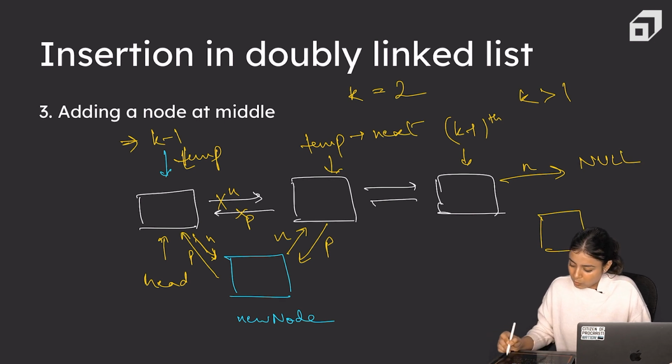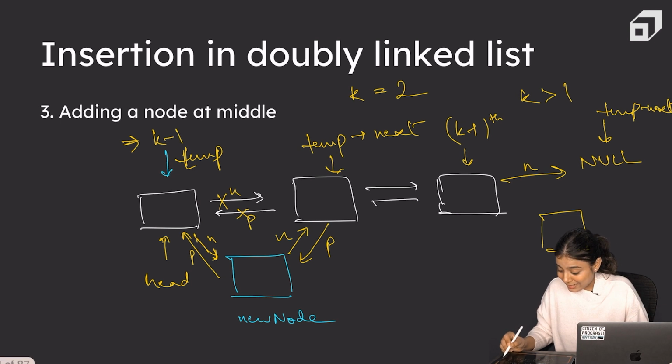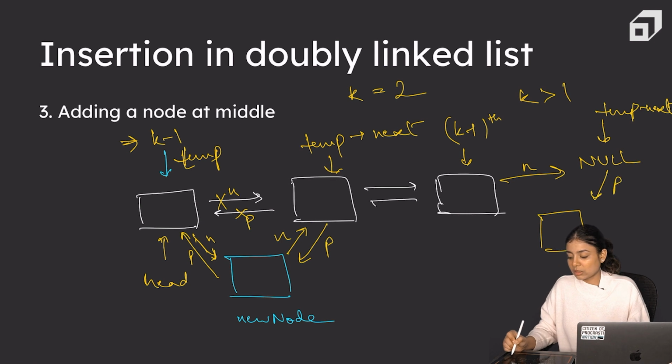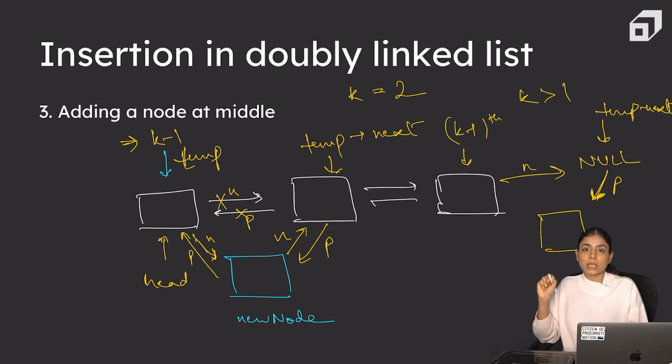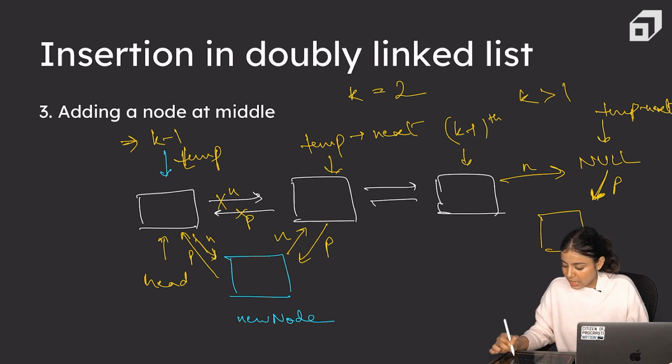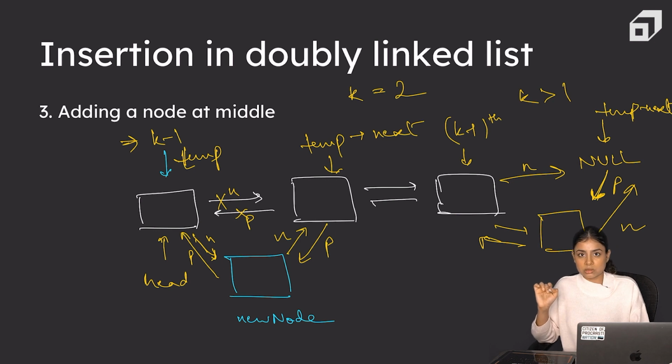So this will be my temp next, and when I try to access temp next previous, it would give me error. So I'll need to keep a check. If my temp next is not null, only then I'll change its previous link and point it to my new node. Else what I'll do is just make my new node's next point to null, and I'll change the links between these two nodes.